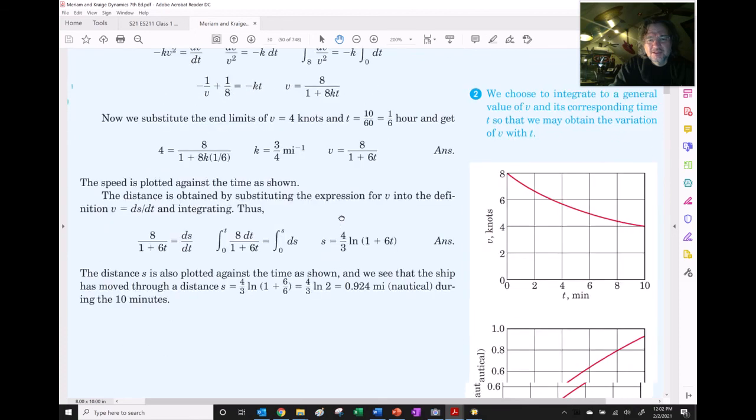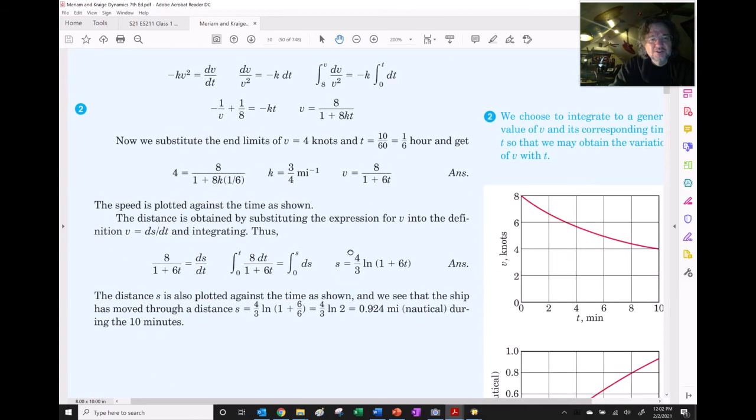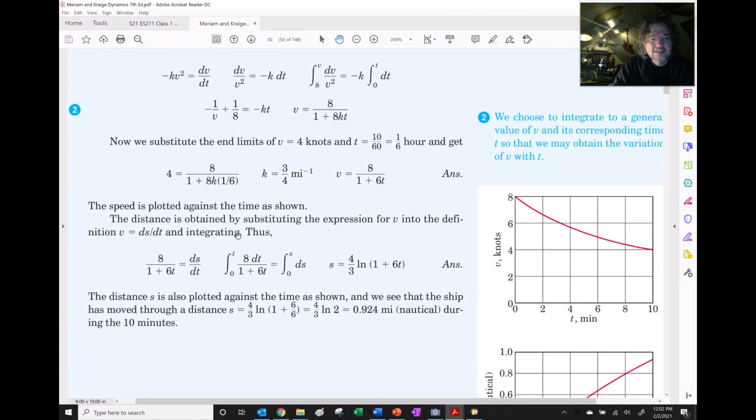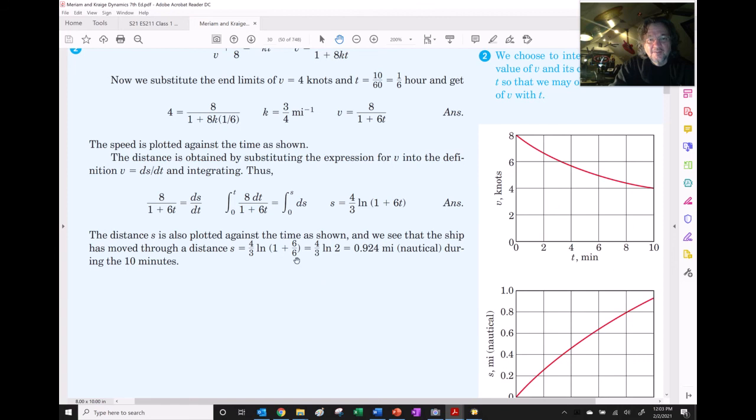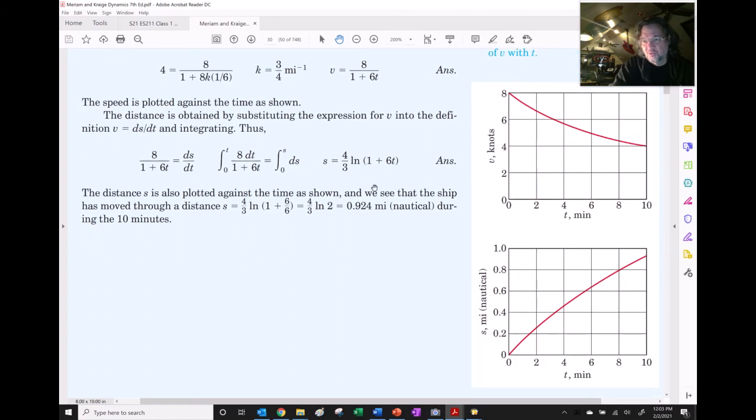And in this one, they wanted us to graph some things, which is a good idea. The distance is obtained by substituting the expression for velocity into the definition of, there you go, and they're using s instead of x here, and integrating, and you can see here's where we get the position as it relates to time, and then they stick that back in there. Here we go to the 0.924. So it looks a lot simpler when they do it, but I tried to give more of my mindset as I worked through the problem.